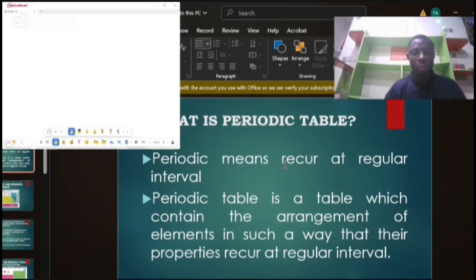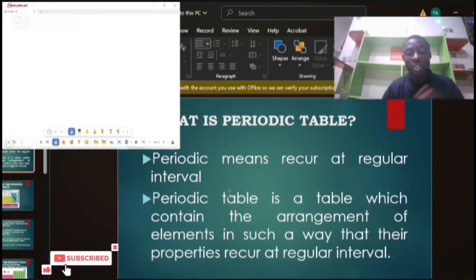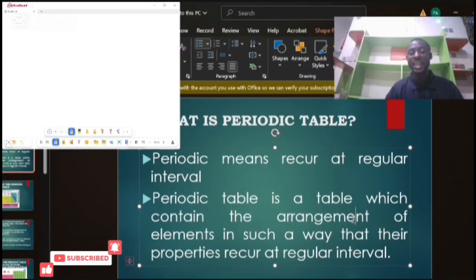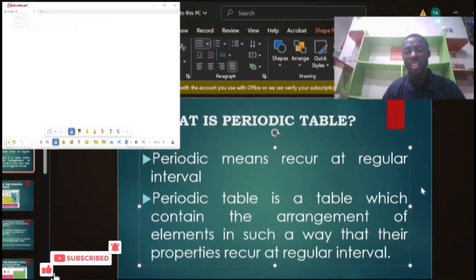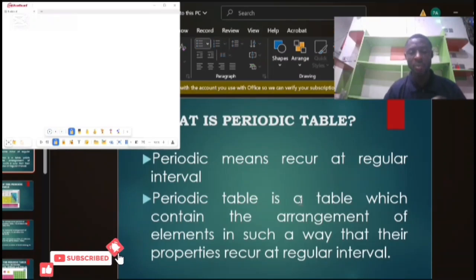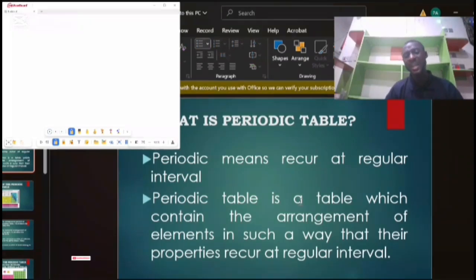So let's bring the word periodic into the concept of what we want to do today, which is the periodic table. So when you join table with it, we are talking about a table which contains the arrangement of elements in such a way that their properties will occur at regular interval. This table contains all the elements that have been discovered so far in chemistry. The elements are arranged in such a way that their property will occur at regular interval.